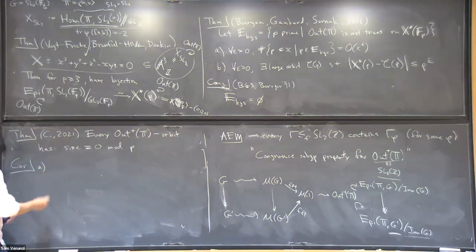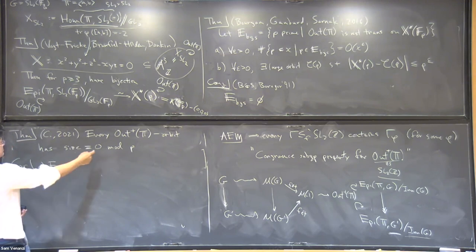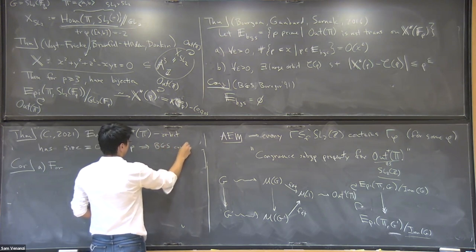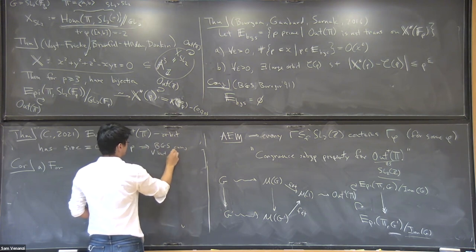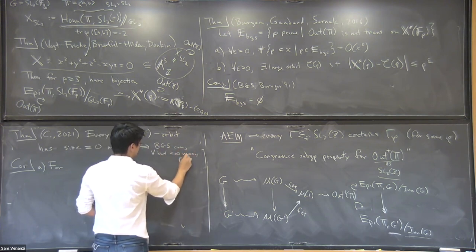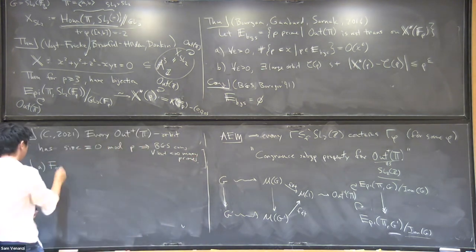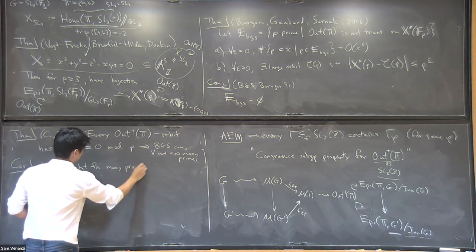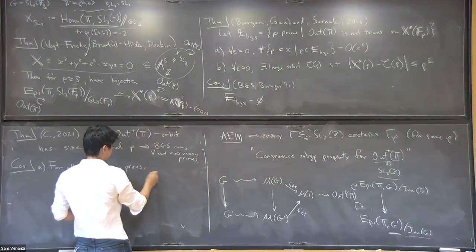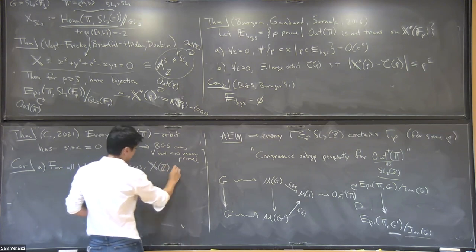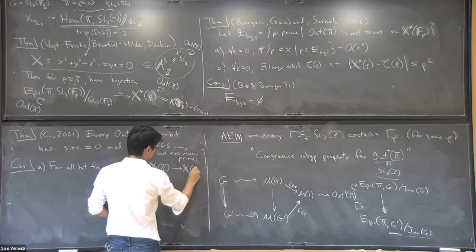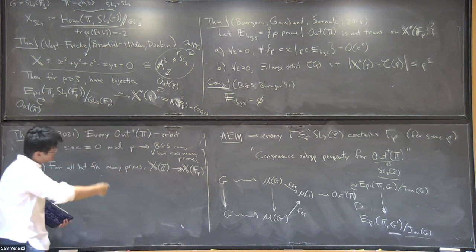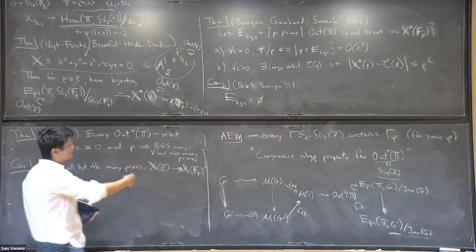So as a direct corollary, here are other ways of stating what this implies. This implies the BGS conjecture for all but finitely many primes. So the first thing is, for all but finitely many primes, this implies that this reduction map from the integral points to the mod p points is surjective. This comes from a simple observation that this reduction map is equivariant for the action of Out(π).